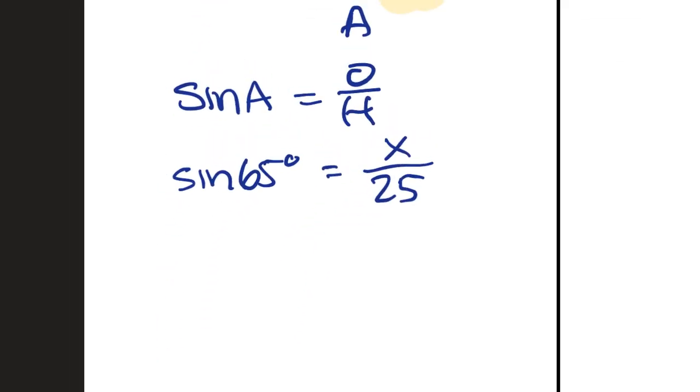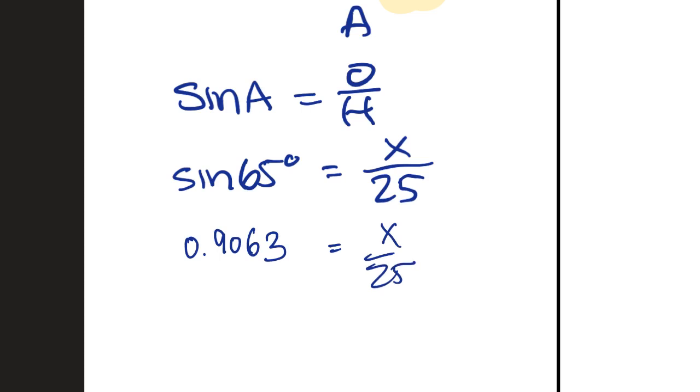So how do we do that? Well, remember, if you look at a scientific calculator, it has buttons for sine, cos, and tan. If you plug in sine 65 on your calculator, it should tell you what the ratio is. So when I plug in sine 65 on my calculator, I press sine 65 equals, and it tells me this is 0.9063 equals x over 25.